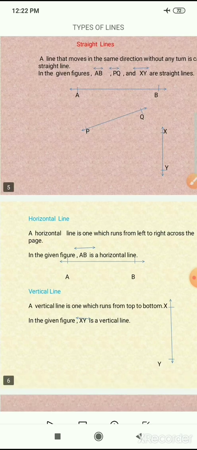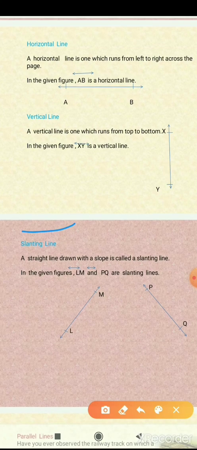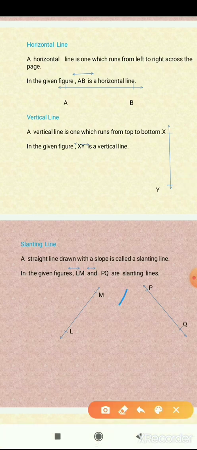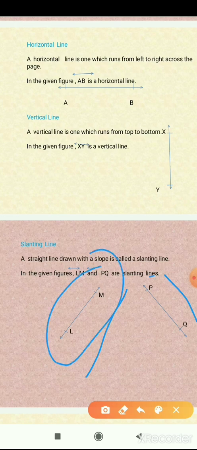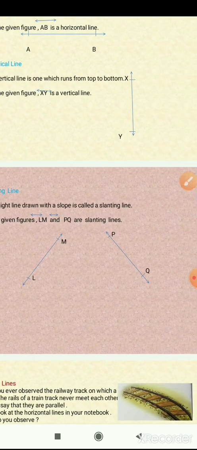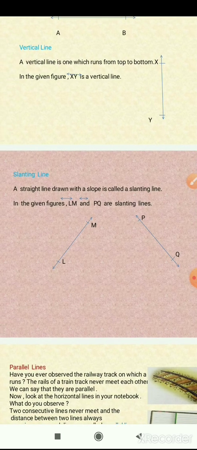Now we will see the next type. The next type is the slanting line. A straight line drawn with a slope is called a slanting line. If you observe these figures, they have a slope. They are straight, but they have a slope. So these lines are called slanting lines. In the given figures, LM and PQ are slanting lines. A straight line drawn with a slope is called a slanting line.